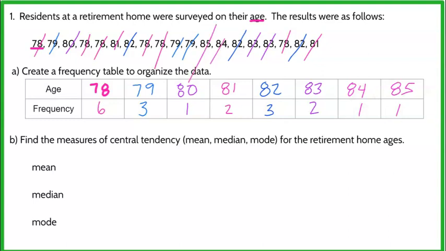So that's the first thing, to create that frequency table. Then we are going to find the measures of central tendency. Central tendency are the mean, median, and mode. What's nice about this frequency table is that the mode is going to be very obvious, because the mode is the number that appears the most often. So which number has the highest frequency?